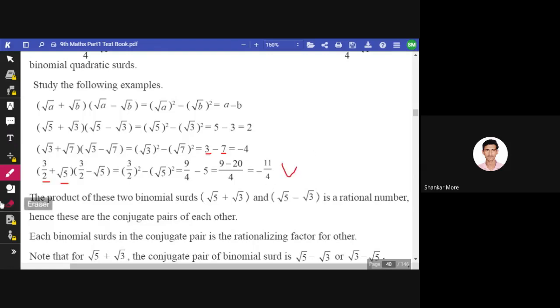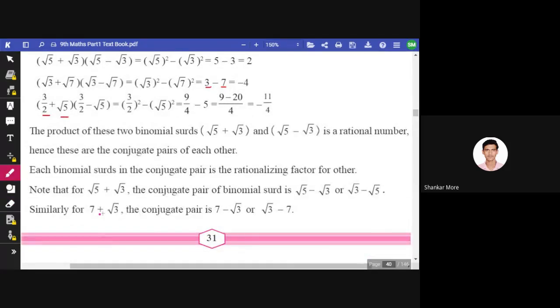So students, one thing you need to remember is, let us suppose root of 5 plus root of 3 is a binomial surd, and this is again a binomial surd. So these two are conjugate pairs. Why conjugate pairs? There is a difference of sign only. Here it is positive, here it is negative. If we are given an example in which the sign is negative, its conjugate will be the same number, but with a change in sign.